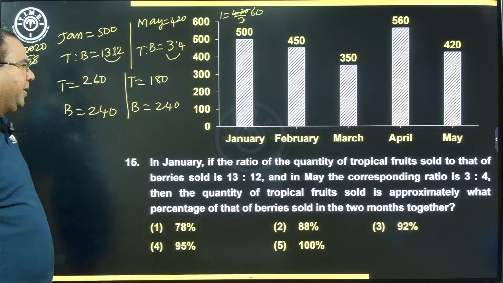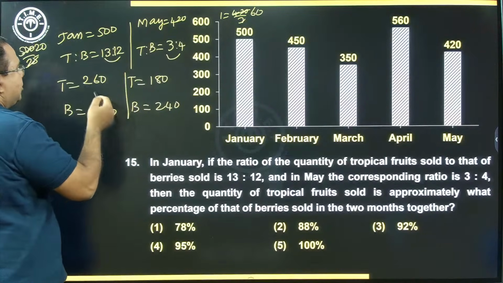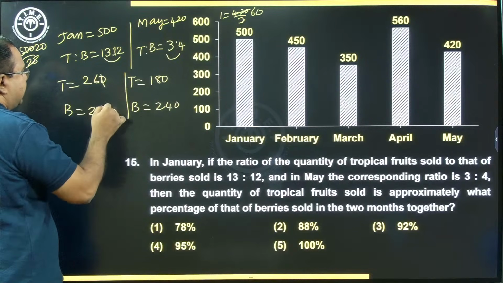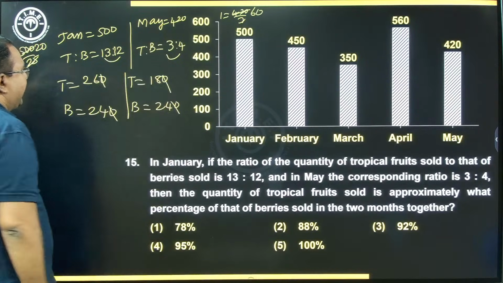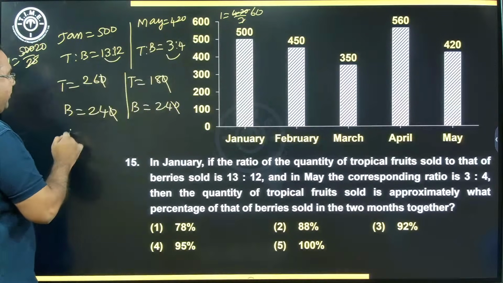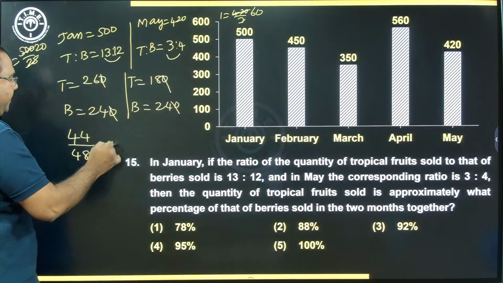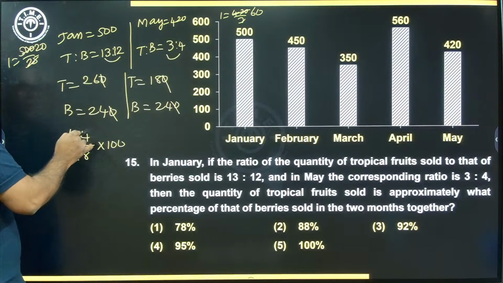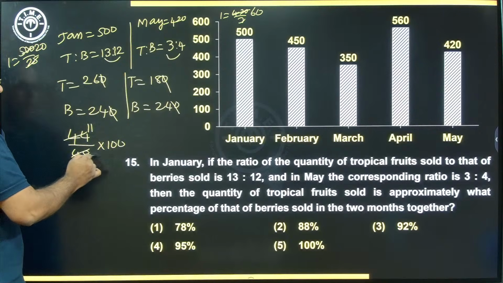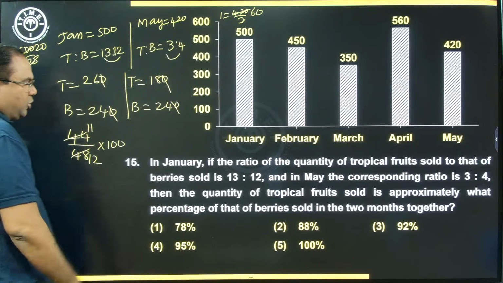Right? Total tropical fruits is what percentage of total berries? So 26, I can ignore 0 in all this, why unnecessary calculation? Anyways, it will be cancelled in ratio when you write percentage. 44 by 48 into 100. Simple, 4 is a common factor. Or I can say it is close to 100. I can pick the option, but there are 2 options close to 100, so I can't do that.